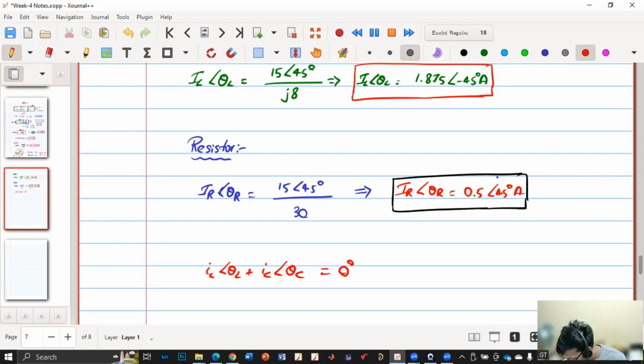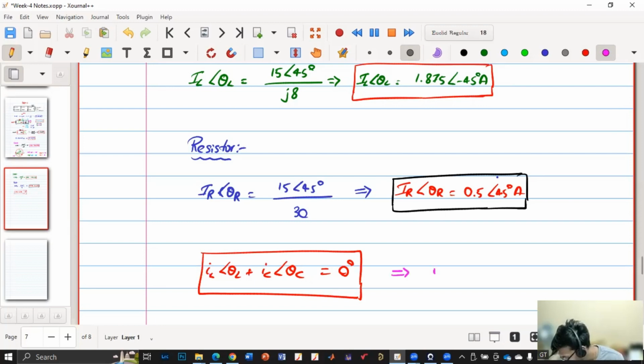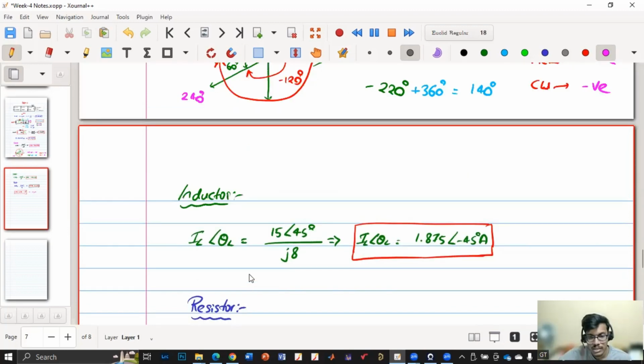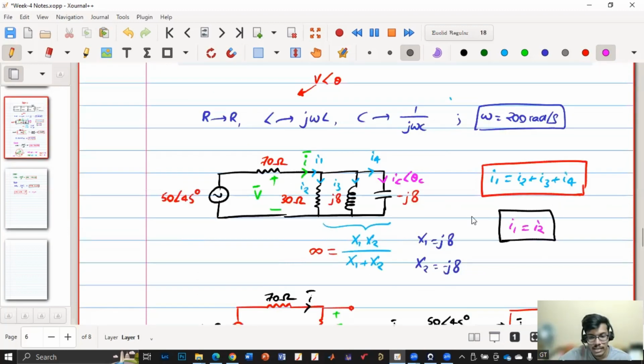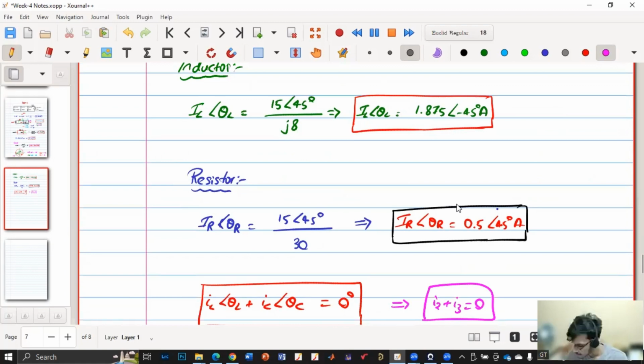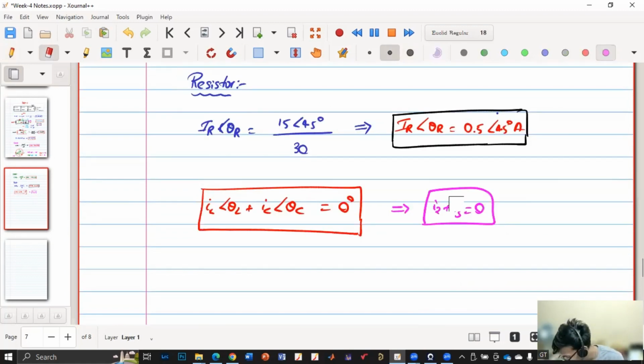So from this I will get I2 plus I3 is equal to 0. Sorry, the summation of I3 and I4 is 0. So still KCL is happening. KCL is not violated, but the summation of those two currents is 0.